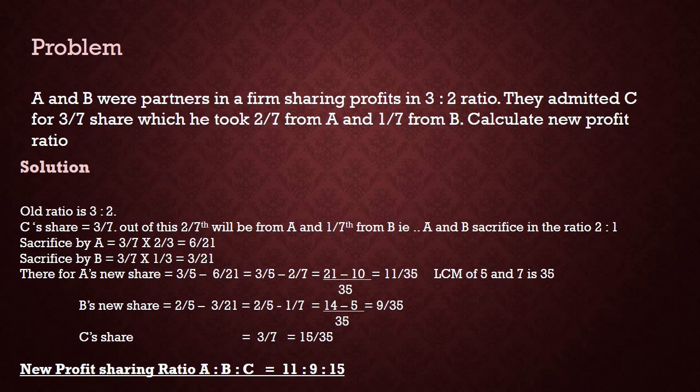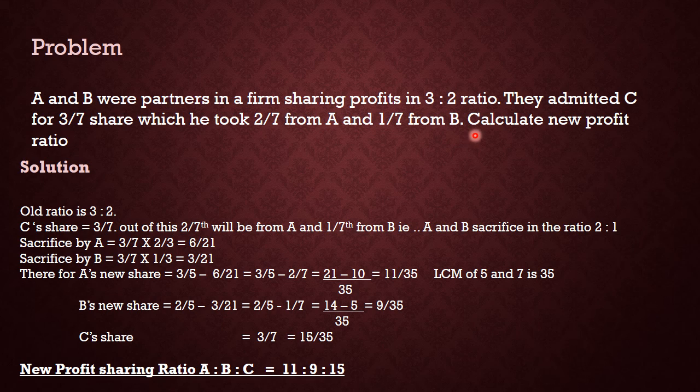A and B were partners in a firm sharing profits in 3:2 ratio. They admitted C for 3/7 share which he took 2/7 from A and 1/7 from B. Calculate new profit sharing ratio. So this is the problem.